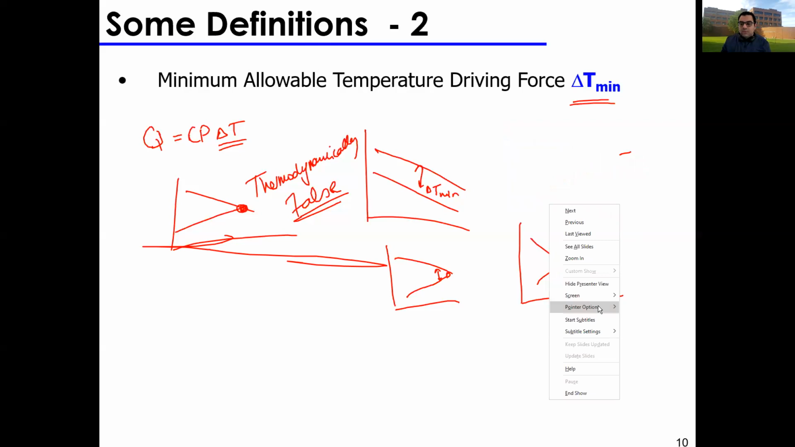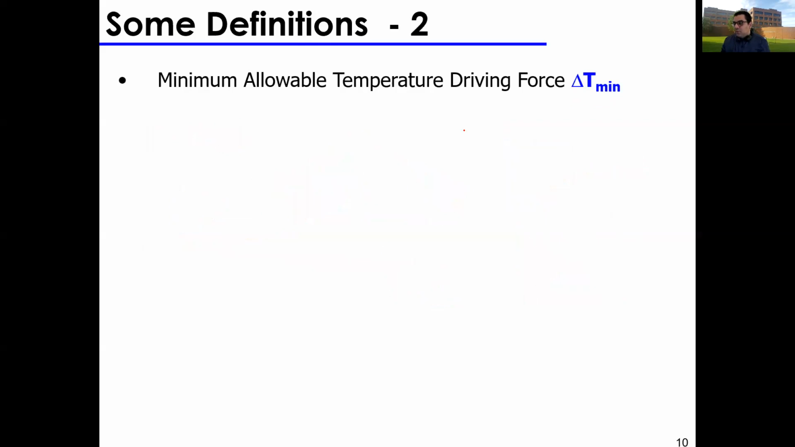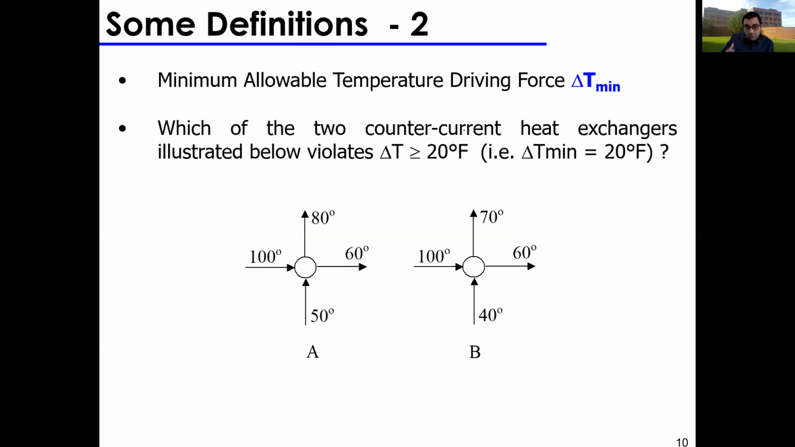Good, let me get the pen back. All right, so let's have a look at this minimum allowable temperature driving force. Let's look at a motivating example here. Which of the two counter-current heat exchangers illustrated below violate the minimum driving force of 20 Fahrenheit?